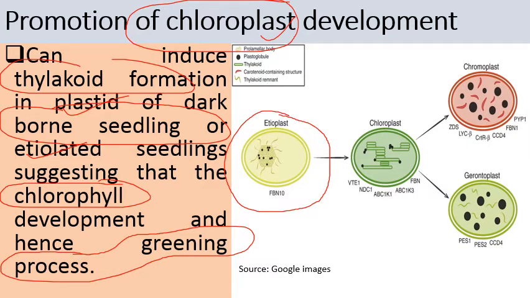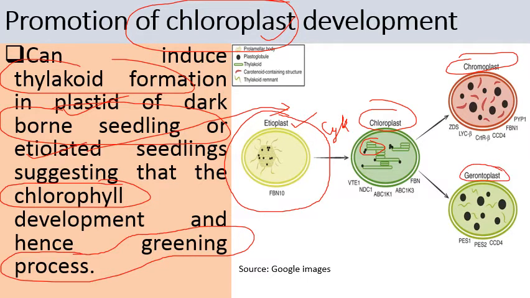This is the type of plastid which is present in dark grown seedlings, that is etiolated seedlings, and it is commonly called etioplast. When cytokinin is present, it helps in the conversion of this etioplast into chloroplast, because it helps in development of thylakoids. This chloroplast can also be converted into chromoplast, depending upon the requirement of the plant, and gerontoplast, which is formed during the aging process by the degradation of chlorophyll and leads to yellowing of leaves.